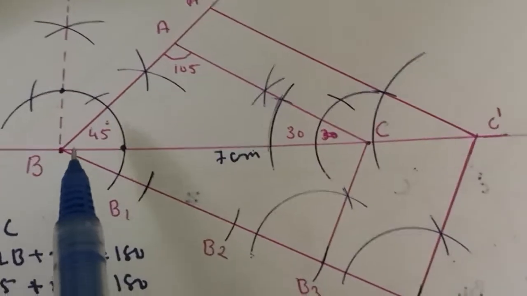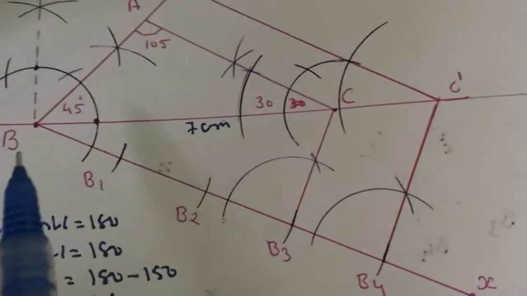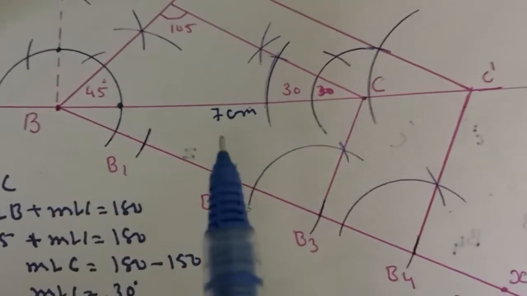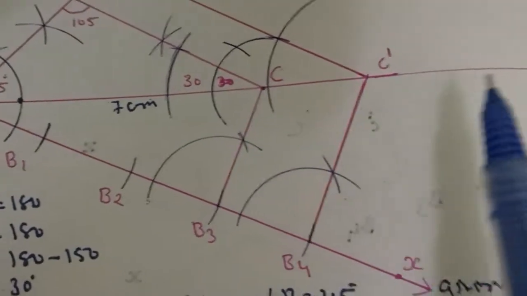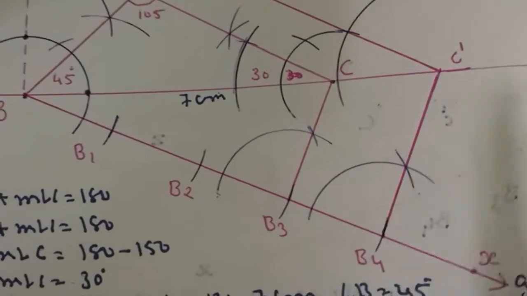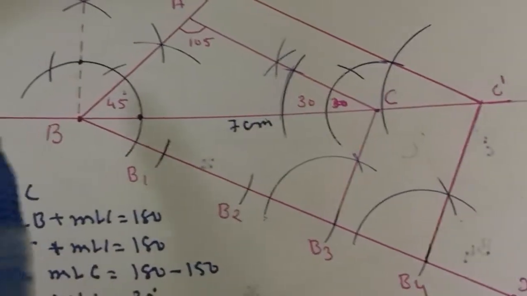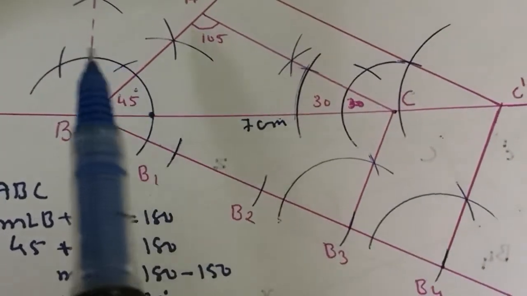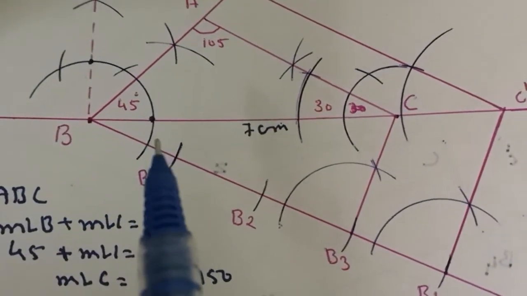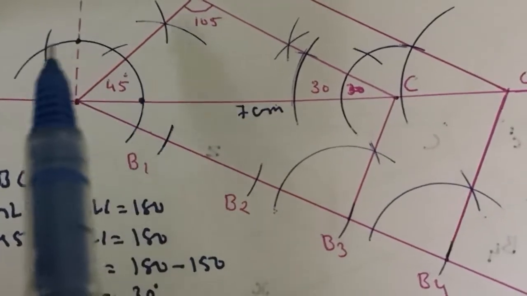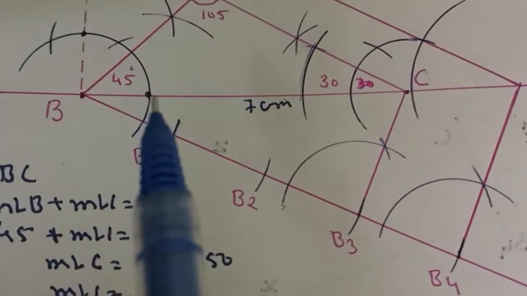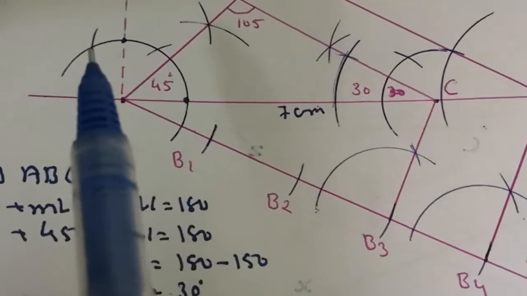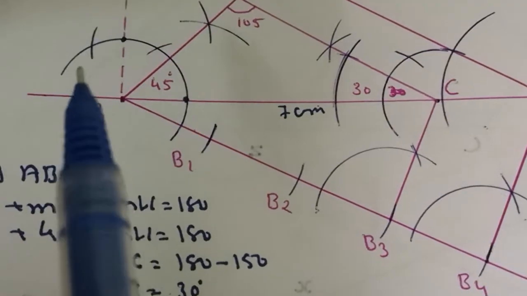First of all, you are going to draw a line BC equal to 7 centimeters, and then you are going to extend the line from C to the opposite of CB. Now from point B you are going to draw 45 degrees. So first you have to draw 90 degrees. So with any radius from point B you are going to draw an arc, and with the same radius from this point you are going to cut one point, that is 60 degrees, and from that you are going to cut another point, that is 120 degrees.